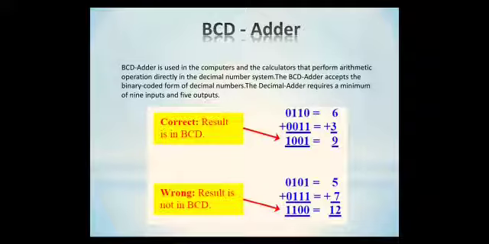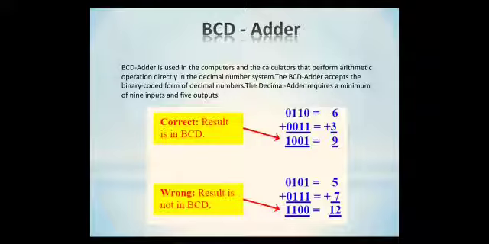Here I am adding two numbers. 6 plus 3 is 9, and the corresponding binary equivalent values of these numbers: 6 is 0110 and 3 is 0011. So finally we get the resultant 9. The next example is 5 plus 7 is 12, and the corresponding binary equivalent values of 5 is 0101 and 7 is 0111. We get the resultant value 12.